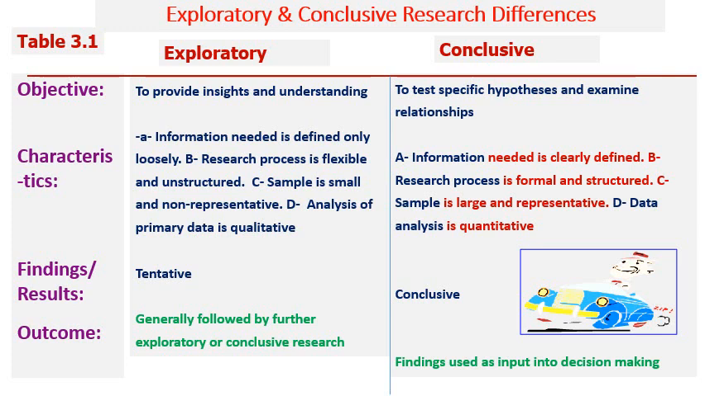The opposite will be regarding conclusive. A, information needed is clearly defined. B, research process is formal and structured. C, sample is large and representative of the whole population. D, data analysis is quantitative, exactly the opposite.